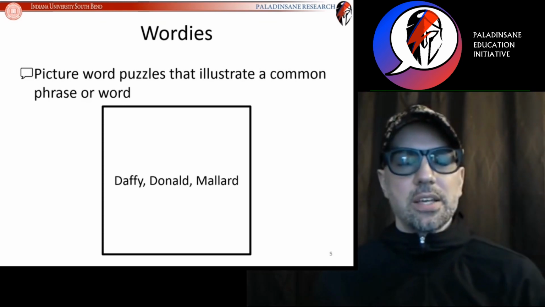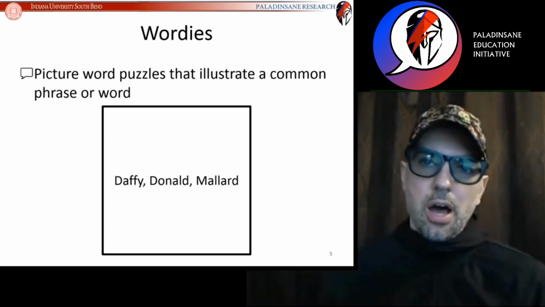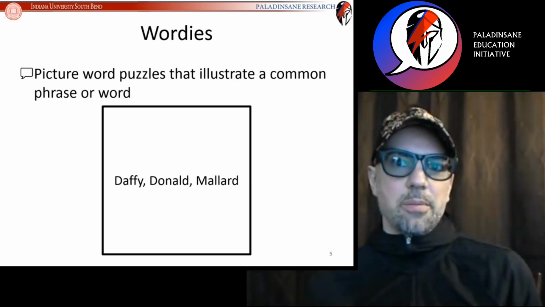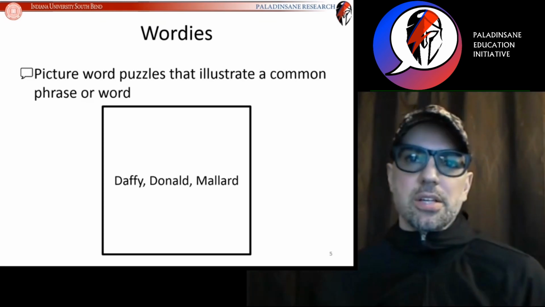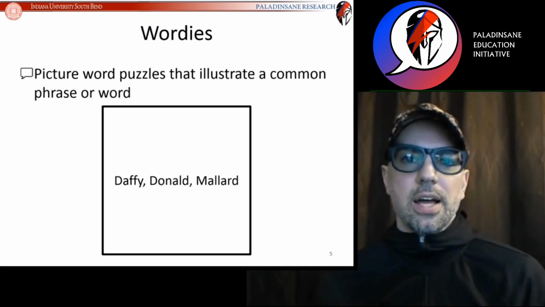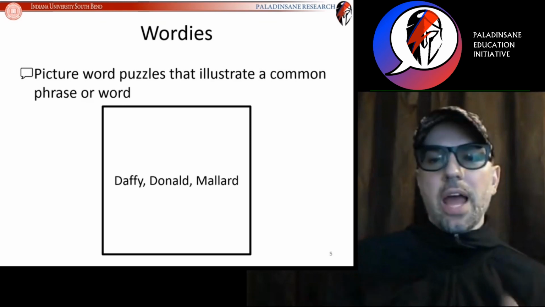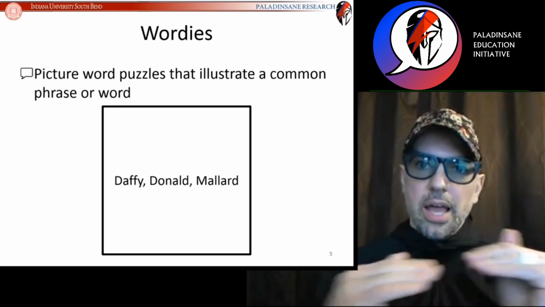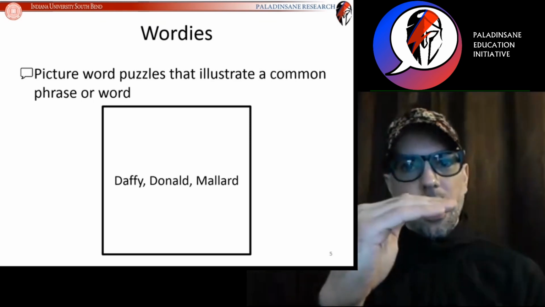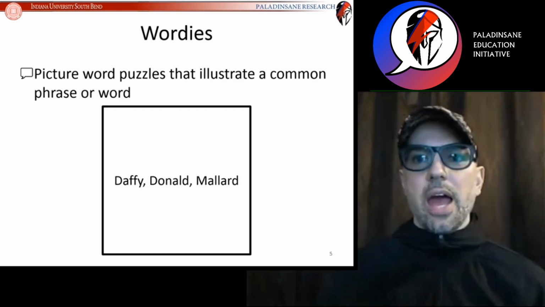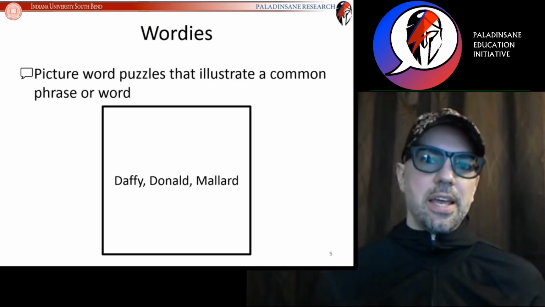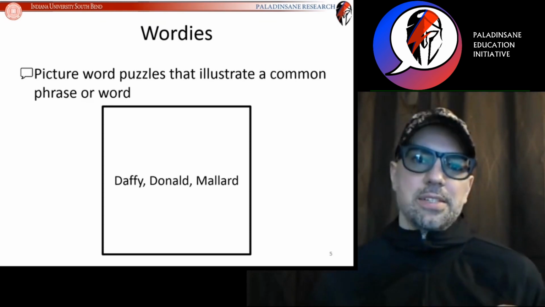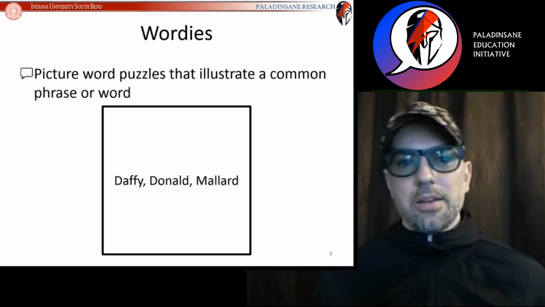It's not immediately obvious. So it is solved when you realize that Daffy is the name of a famous duck, Donald is the name of a famous duck, Mallard is another word for duck. And so we have 3 ducks. They're all lined up in a row, not in a column, but in a row. Hence, we have 3 ducks in a row, and the phrase is ducks in a row, as in, get your ducks in a row, as in, take care of business and move forward.